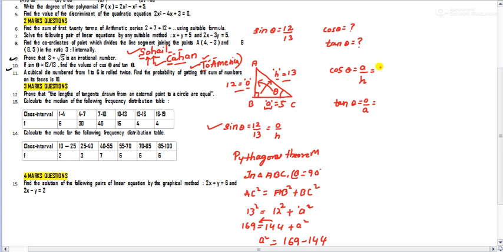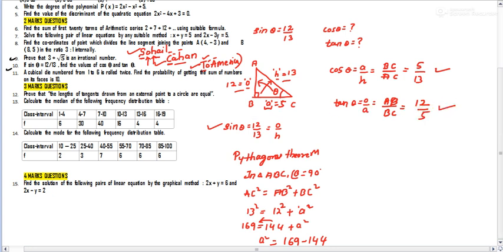So what will be cos theta? A by H. So write BC by AC. BC is 5 and AC is 13. That's all. O by A, tan theta. So AB by BC. O is AB, sorry. AB is 12 and BC is 5. Got it?